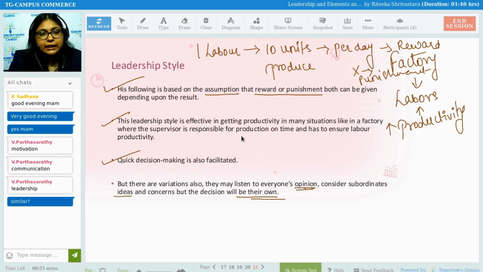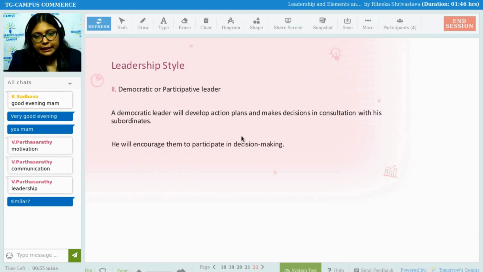For example, I'm an autocratic leader. I say that, okay, you all tell me on Sunday which chapter test you all want me to keep. So one will say national income, one will say staffing, one will say organizing, one will say money and banking. But ultimately, I decide that I want to put the test for directing. So I have taken all your opinions, suggestions, ideas, and everything, but the final decision is mine. Whatever I want, I will decide that. Okay, this is what an autocratic leader is. Dogmatic, a very important term, you all should remember it.